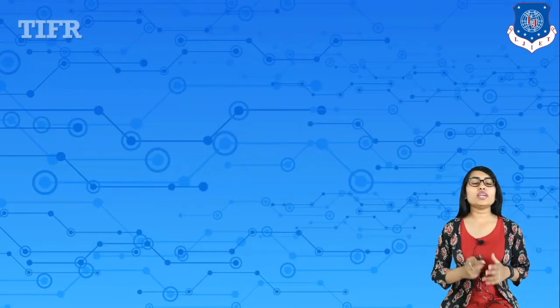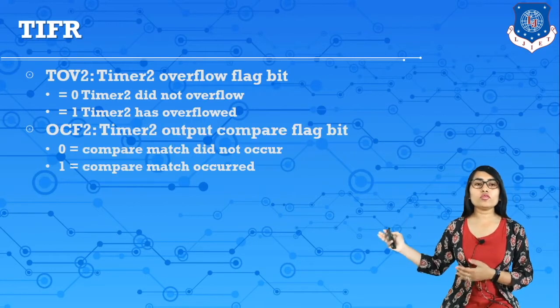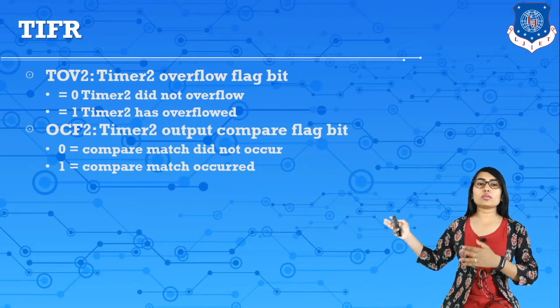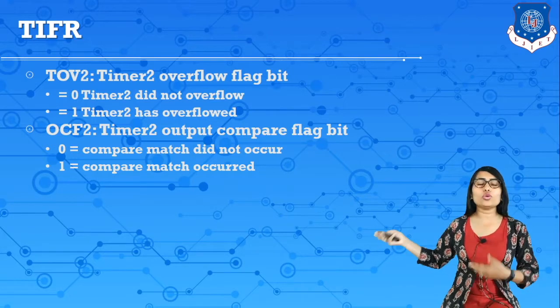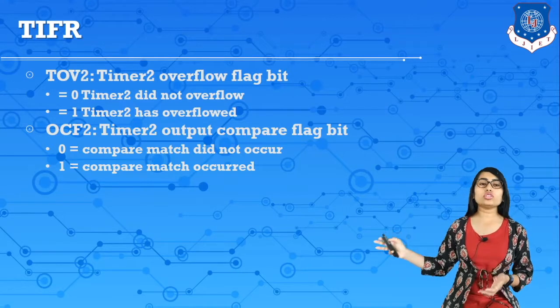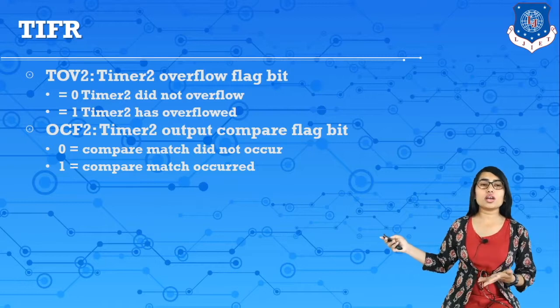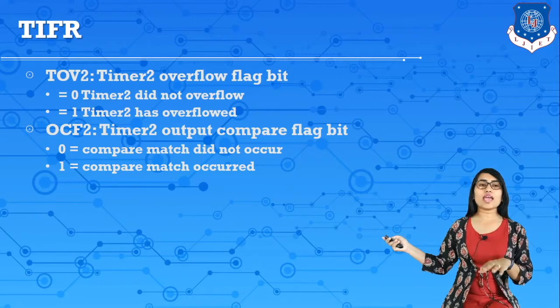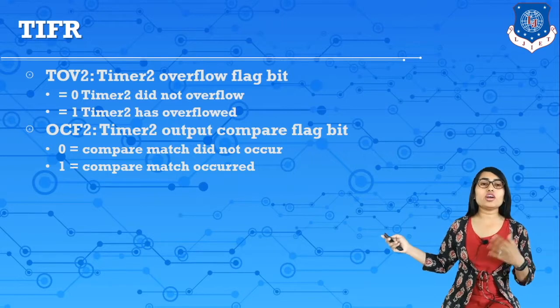Next we have the TOV2 flag, that is the timer 2 overflow flag. If it is 0, then timer 2 did not overflow. 1, that means timer 2 has overflowed. OCF2 for timer 2: 0 means compare match did not occur, 1 means compare match occurred. Now these are all the flags in the TIFR register, which are set depending on the conditions.